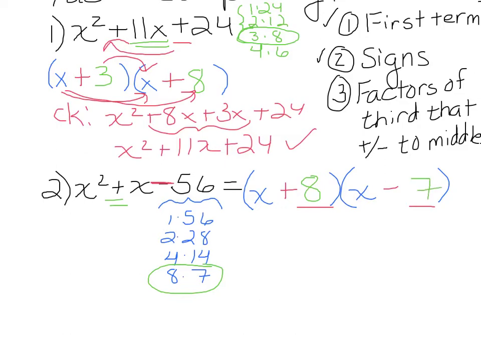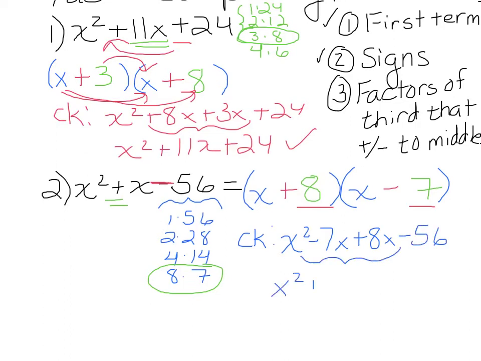Okay, so now let's check our work and see how it went. Okay, so here's our check. Check by multiplying. X times x is x squared. X times negative 7 is negative 7x. 8 times x is 8x. And 8 times negative 7 is negative 56. We combine them. X squared plus x minus 56. And that checks. Very nice.